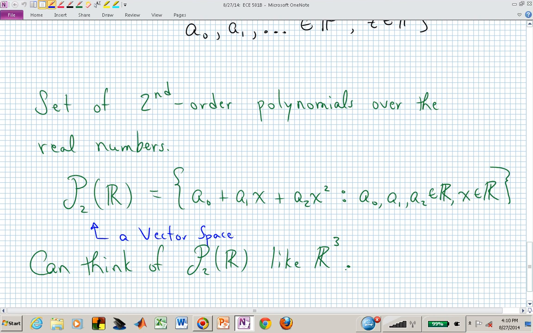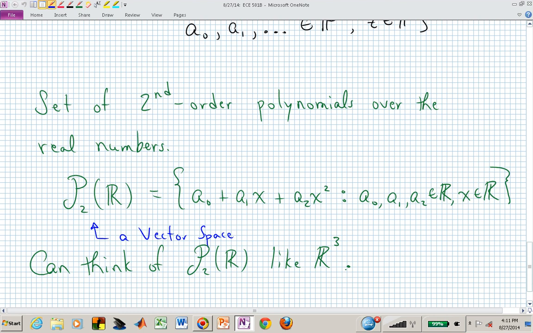But the a sub 0, a1, a2, that's as far as we go. We said it's a second order polynomial. Those are real numbers. And x, the independent variable in this polynomial, also belongs to the set of real numbers. And we can then define this vector space of a collection of second order polynomials in this way over the reals.